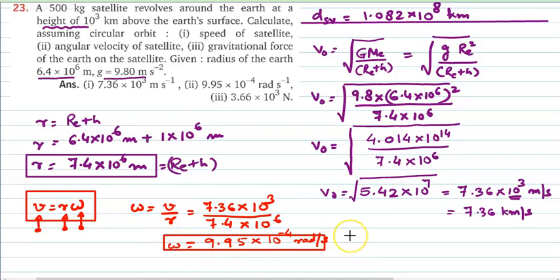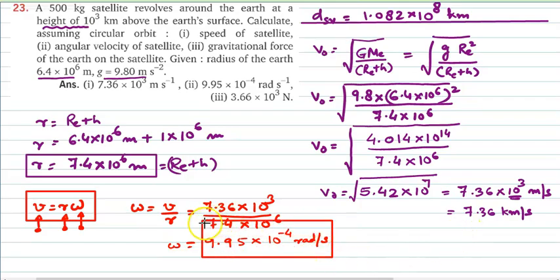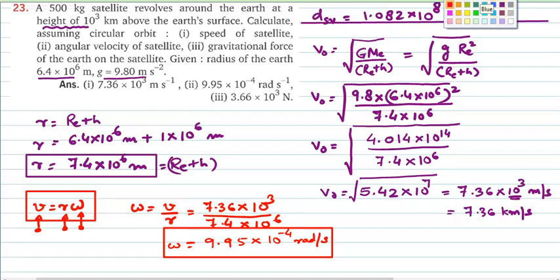See, slowly and slowly you need to understand everything is going to get mixed up with UCM, with vectors, free body diagram, forces, work and energy. So you need to have that handy. Okay, the formulas to be very, very handy. Now we have got the angular speed. Now what is the third part they are asking? They are asking me to find out the gravitational force of Earth on the satellite.